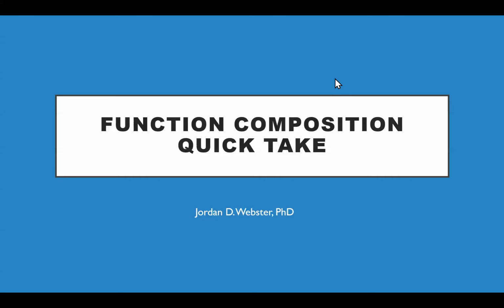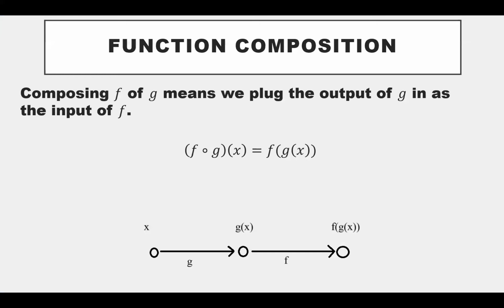In this video, we're going to take a quick look at function composition. So the idea of composing f of g means that we're going to plug in the output of g in as the input of x. So function composition, composing f of g or f with g, is the notation f circle g of x, which is equal to f, where we've plugged in the input as the output of g of x. In other words, the output of g of x becomes the new input of f. And again, that's the notation.